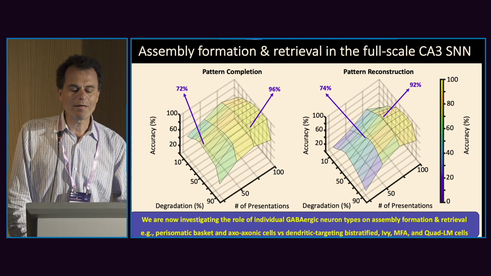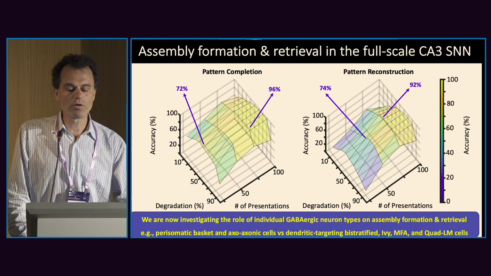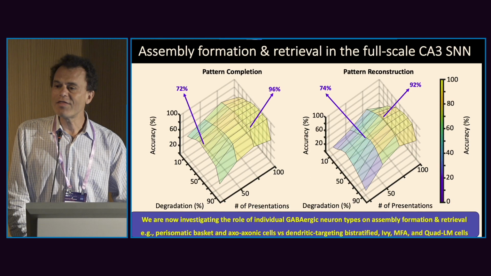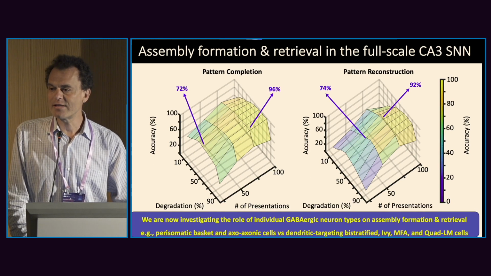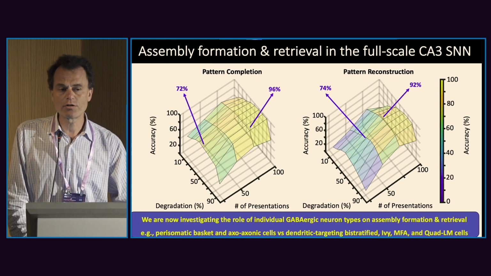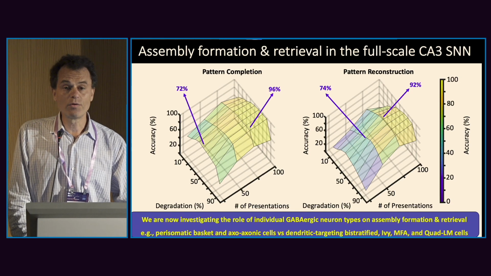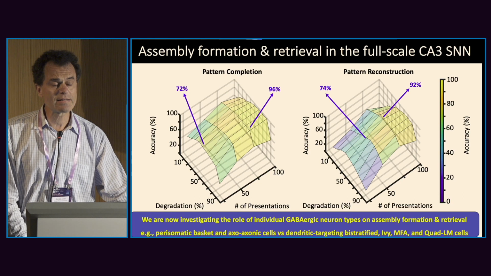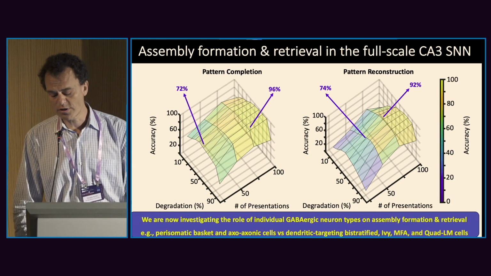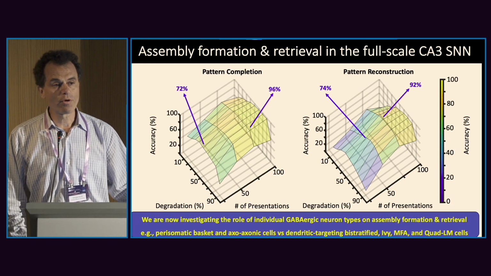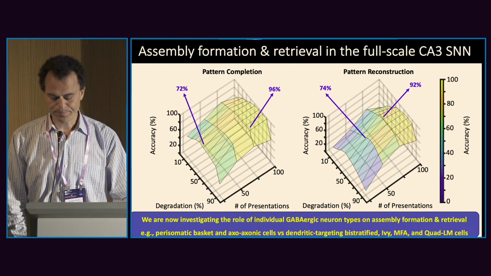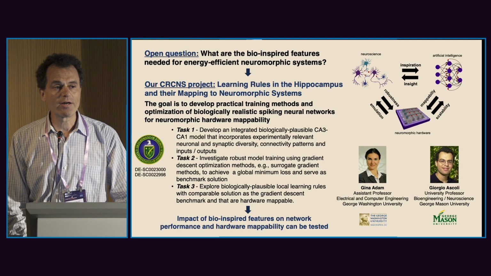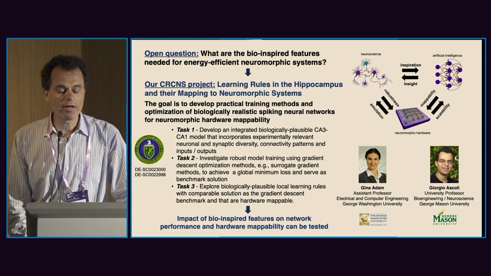The next step will be to in fact investigate the role of the individual GABAergic neurons. Specifically, there are very vague theories about what the perisomatic cells, basket cells, and axo-axonic cells do, and the dendritic targeting neurons, typically OLM cells, IV cells, and mossy fiber associated cells, and what they do in both the training and the testing regime.